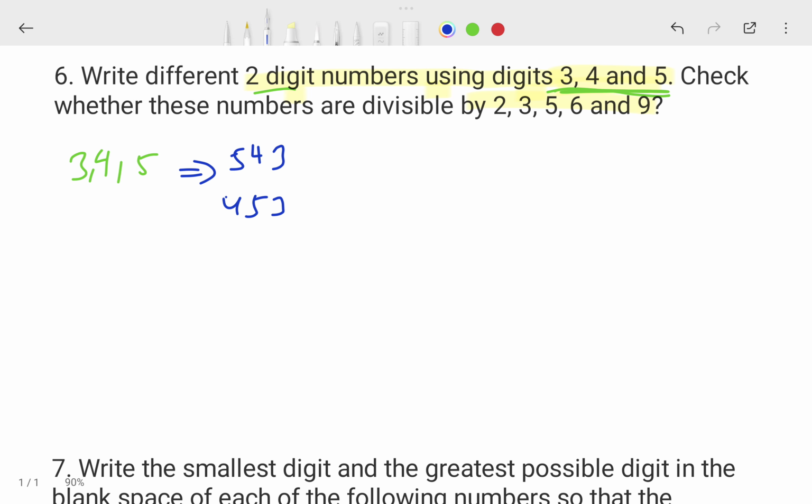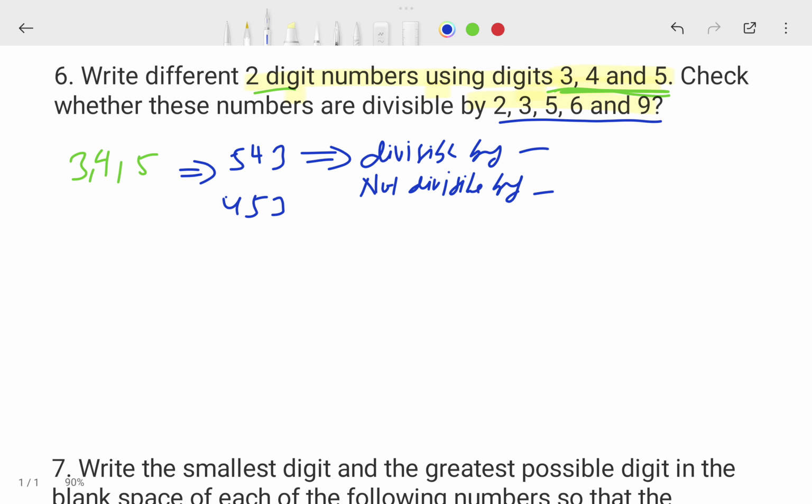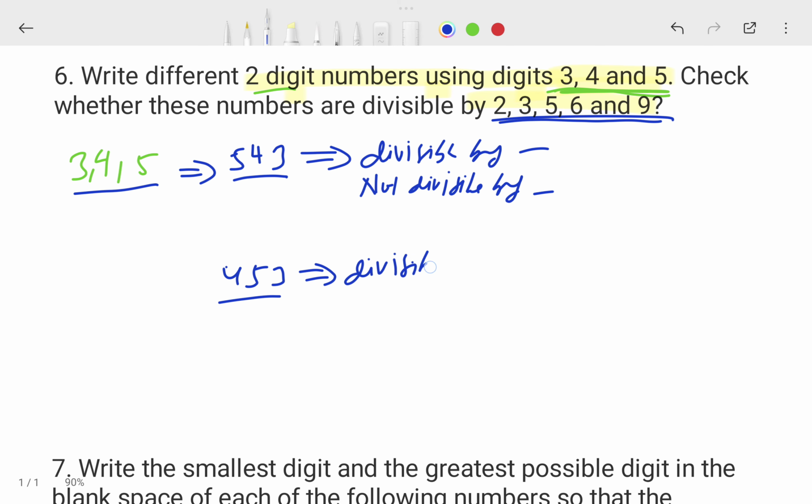Now you have to check whether these numbers are divisible by 2, 3, 5 or not. So here I am writing divisible by and not divisible by. By using 3, 4 and 5 we make two numbers, 543 and 453, and we have to check whether each is divisible by these numbers or not. So we write divisible by and not divisible by. Okay, simple.